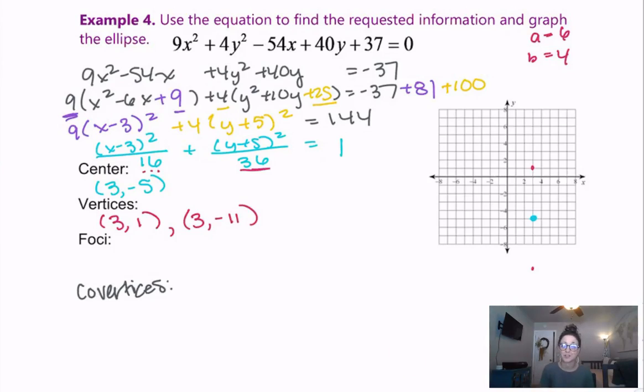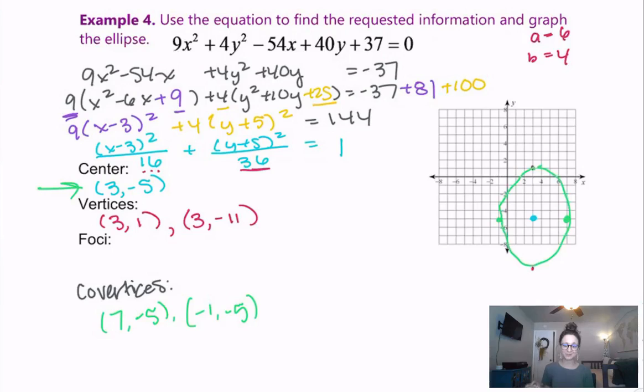So now let's do the same thing for the co-vertices. So now you're going to take your b value, which is 4, and you're going to add and subtract those to the x-coordinate of your center. Okay, so now we're going to go left and right. So if I add 4 to the x-coordinate of the center here, that's going to give me 7, hold the negative 5. If I subtract 4, that's going to give me negative 1. Again, hold the negative 5. So if you see here, if I add 4, I'll be here, subtract, go to the left 4, I'll be there. Yeah. So my ellipse looks something like that.